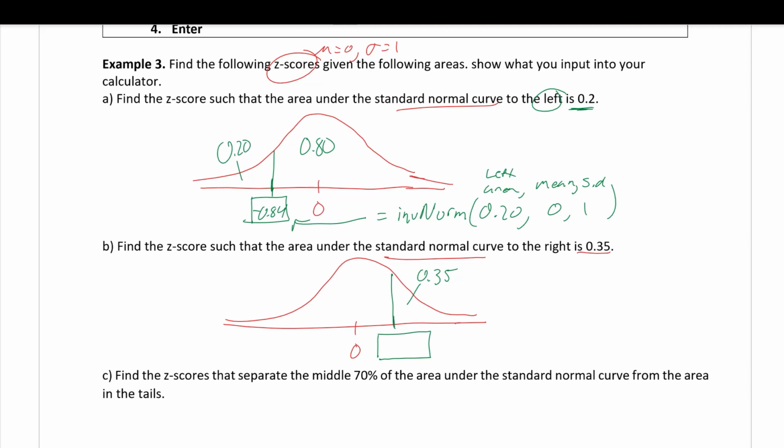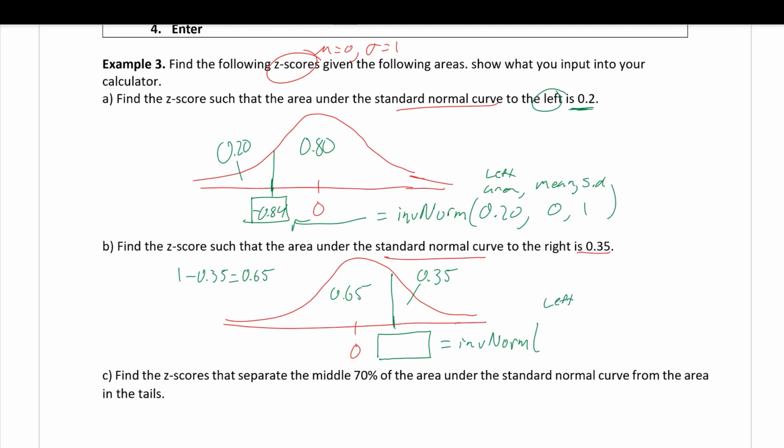What would be the remaining portion to the left-hand side? Well, 1 minus 0.35 is equal to 0.65. Right? So that means this portion here is 0.65. In order to find this value that partitions this standard normal into 2 parts, the left side being 0.65 and the right hand side being 0.35, we use inverse normal.